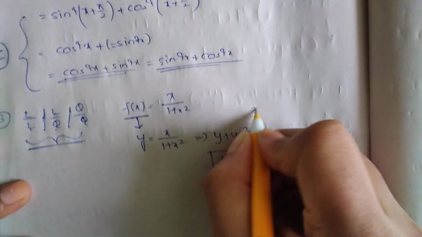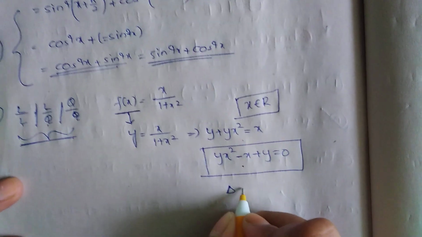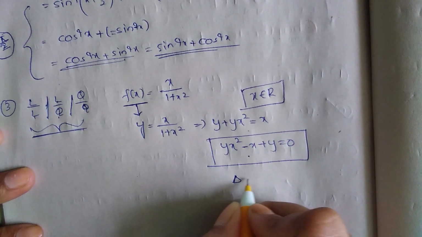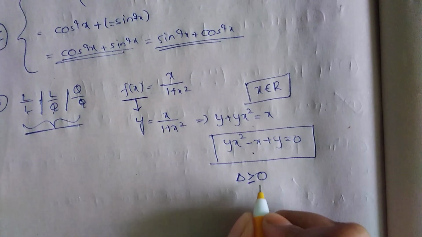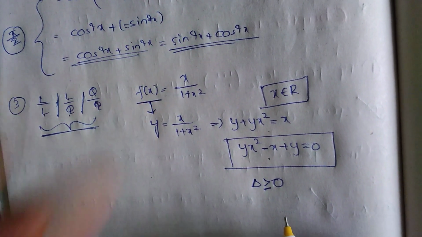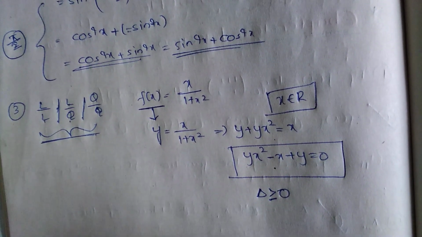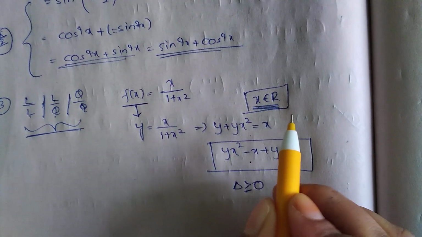See how they gave x belongs to R, so there is no scope of the determinant being less than 0. It is always greater than or equal to 0; equal to 0 is possible. There is no scope of the determinant to be less than 0. Why? In the question they mentioned x belongs to R, real numbers.